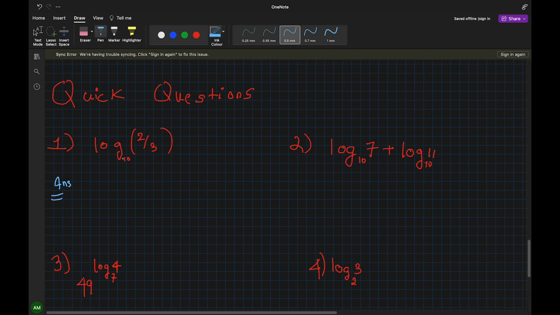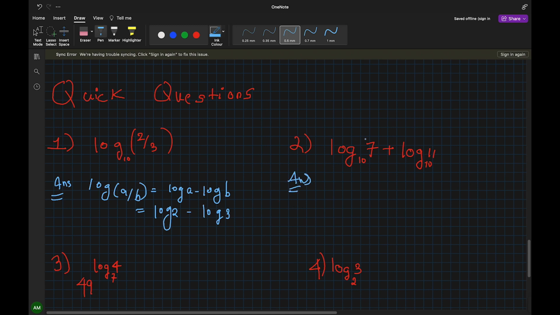How do you solve a by b? Log of a by b is nothing but log of a minus log of b. Now log of a, which means log of 2, minus log of b, which is log of 3. Clear? You can put the values and simplify. I'll keep it like this.